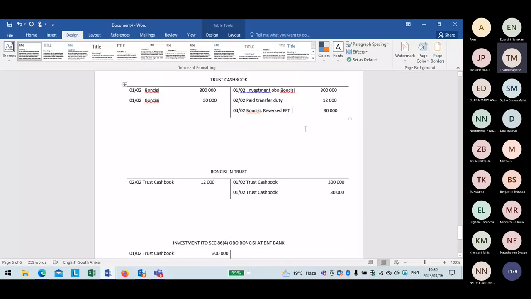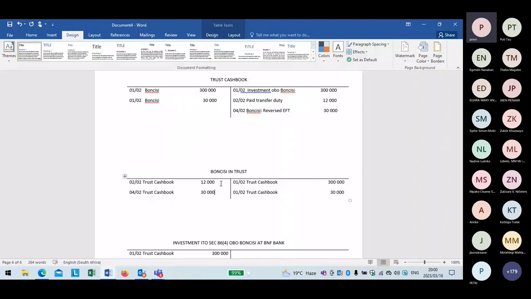So after having reversed it here, what else do we do? That's Bonkies in trust. And we debit the cash book of 8,000 on the 4th of February. So we've reversed it. Is that all on the 4th?